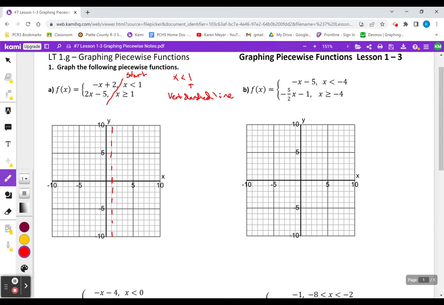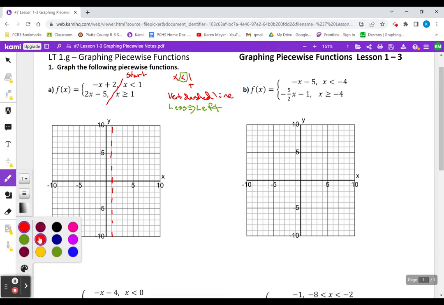Okay? Now, the part of the line that I'm going to keep is either going to be to the right of my dashed line or to the left of my dashed line. To help me figure that out, I look at the inequality. And if I look at the inequality here, this inequality says less. And if it says less, that means you're keeping the portion of the line that is to the left. Okay.